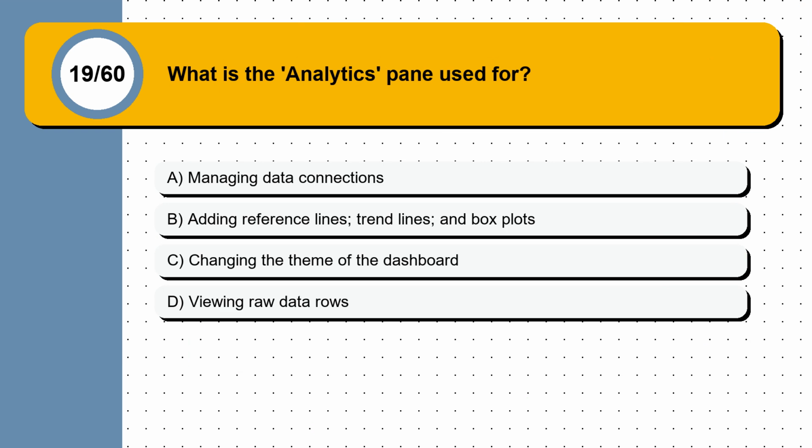Question 19. What is the analytics pane used for? Option A, managing data connections. Option B, adding reference lines, trend lines, and box plots. Option C, changing the theme of the dashboard. Option D, viewing raw data rows.